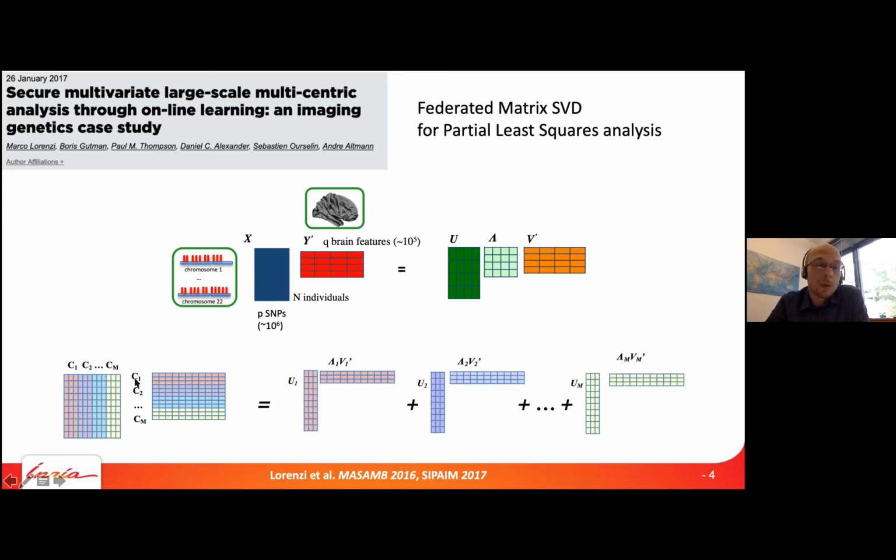So it's very simple to see that computing this covariance matrix is basically the sum, center-wise, of the covariance matrices of each center. This is just a simple matrix multiplication, so simple algebra. And this is interesting because it means that to estimate a large covariance matrix across different centers, we can just sum the covariance matrices of each single center. So we could ask each center just for its own covariance matrix without disclosing their data.